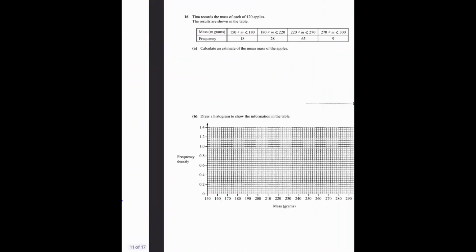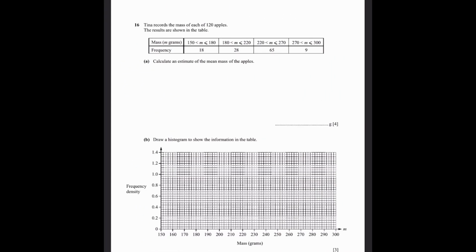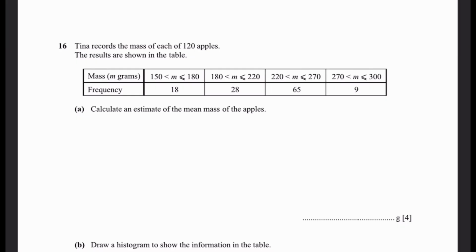And let's go to question 16. Question 16. Tina records the mass of each of 120 apples. The results are shown in the table here. Part A, calculate an estimate for the mean mass of the apples. Of course, for this, we have to find the midpoint of all of these classes which are given here, and these classes are mass in m grams.